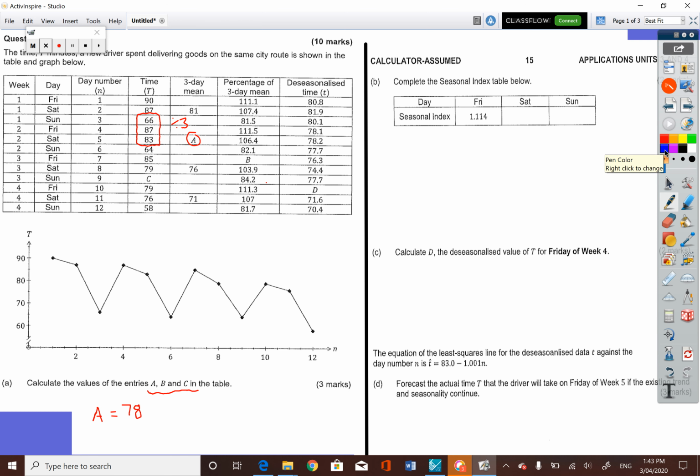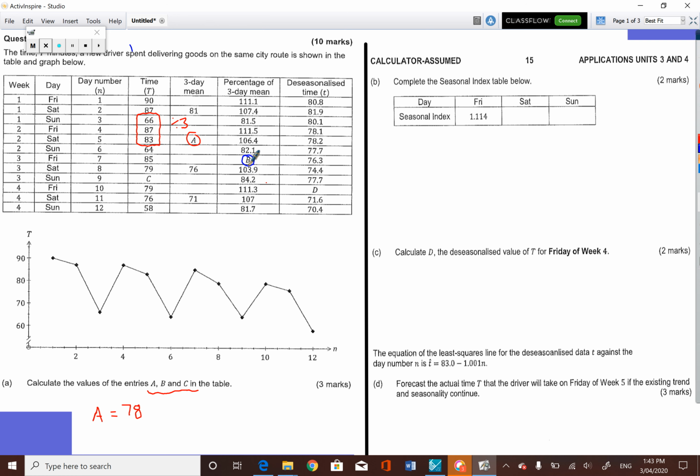So now we're looking for B. Now B is in the table and it is one of the three-day mean percentages that we're after. So we're going to follow our percentage rule. We're going to start with the 85. We're going to divide that by the average of 76 and we're going to times it by 100 to turn it into a percentage. By doing 85 divided by 76 and timesing by 100, we'll get ourselves 111.8%. So that's our answer for B, 111.8. Okay, and now we're going to look for C.